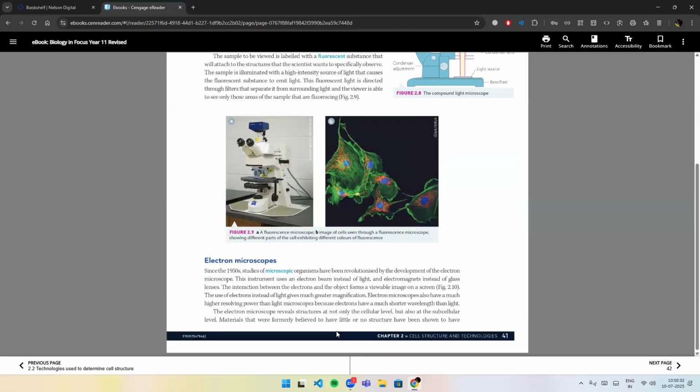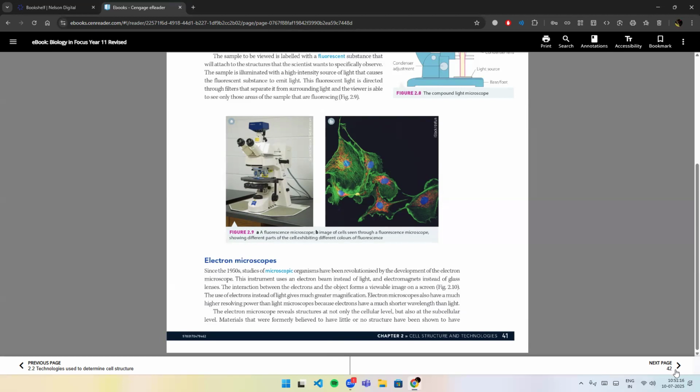Electron microscopes. Since the 1950s, the study of microorganisms has been revolutionized by the development of the electron microscope. This instrument uses an electron beam instead of light and electromagnets instead of glass lenses. The interaction between the electrons and the object forms a viewable image on a screen. The use of electrons instead of light gives much greater magnification. Electron microscopes also have a much higher resolving power than light microscopes because electrons have a much shorter wavelength than light. The electron microscope reveals structure not only at the cellular level but also at the subcellular level.